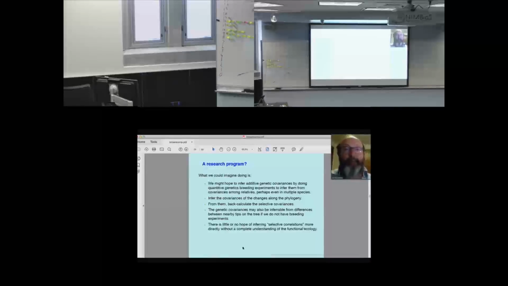So the other possible way of getting information on selective covariances or selective correlations would be if you somehow really understood this character's functional ecology, so that you could predict what character values would result in what fitnesses. That's, again, an idealized situation, and I don't think you'll find very many examples where people can do that. But you can hold it out for yourself as a sort of research program of the idealized future.